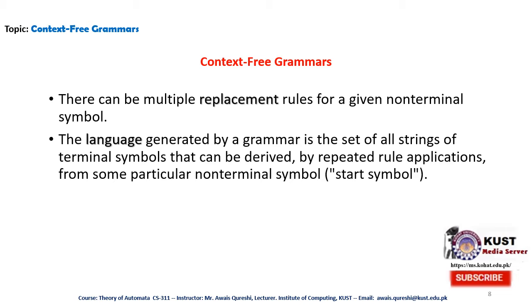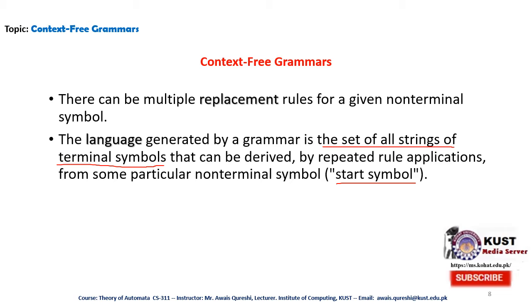The language generated by a grammar is a set of all strings of terminal symbols. Terminal symbols always appear on the right hand side and non-terminals appear on the left hand side. So the language generated by using CFGs is the set of all strings of terminal symbols that can be derived by repeated rule applications for some particular non-terminal symbol. This is called a start symbol, because when we generate strings, we always start with a start symbol with the help of which we can generate further strings.